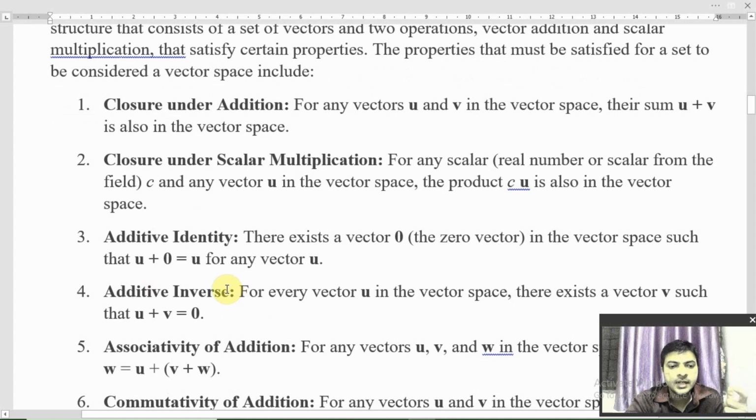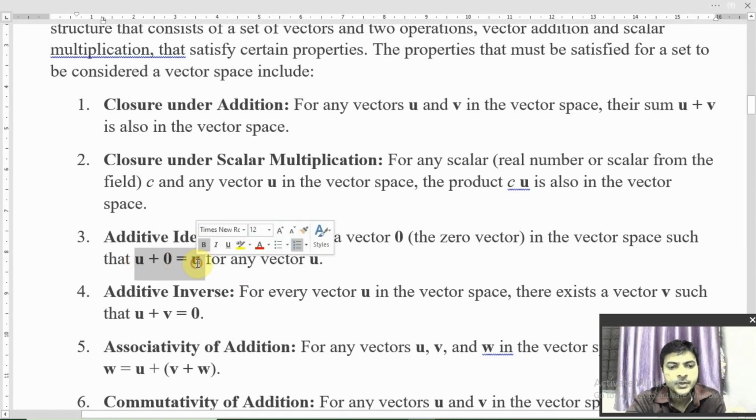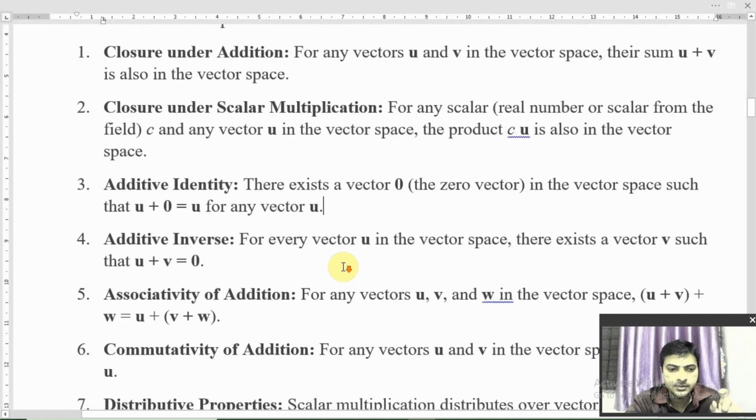The next property is additive identity. Very simple. As we have seen, 0 must be in the vector space, and if you consider 0 with u in the vector space, u plus 0 must be equal to u. Then we say it satisfies additive identity. Similarly, we have additive inverse. In this case, for every u in the vector space, there exists a vector v such that u plus v must be 0.